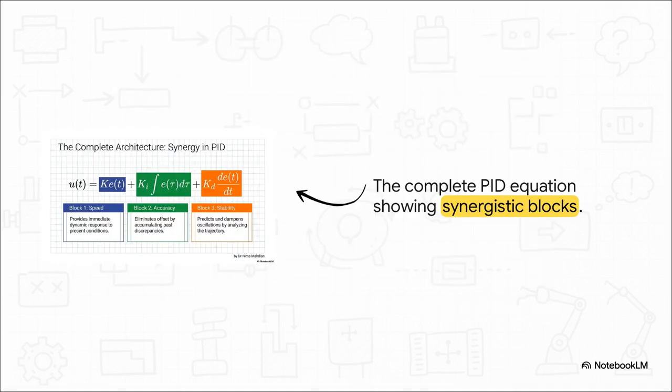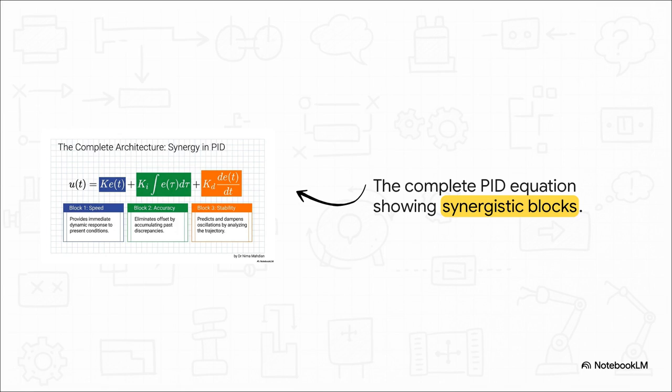And that brings us to the complete architecture and the true synergy in PID. Let's walk through the full theoretical equation. U of t equals K times E of t plus K sub I times the integral of E of tau d tau plus K sub D times the derivative of E of t with respect to t. This beautifully breaks down into 3 synergistic blocks.